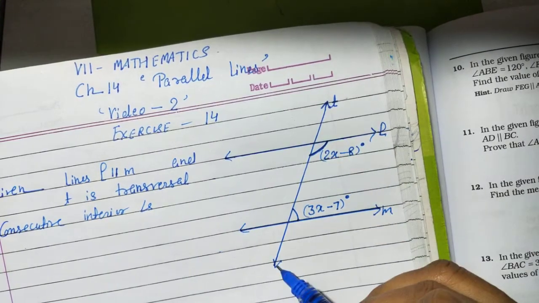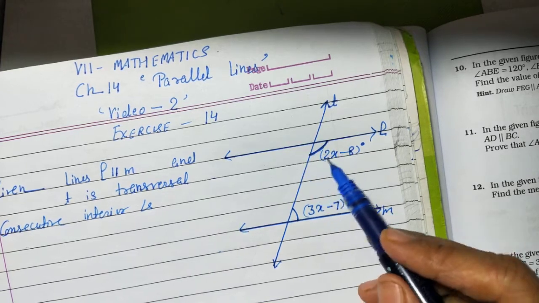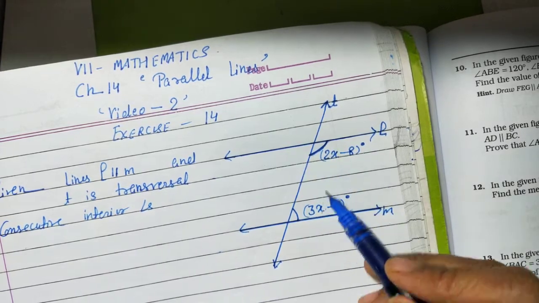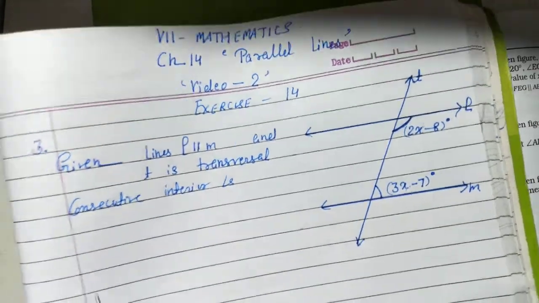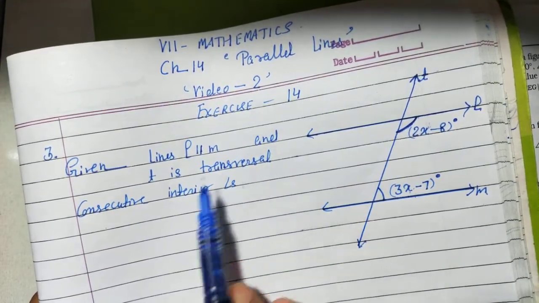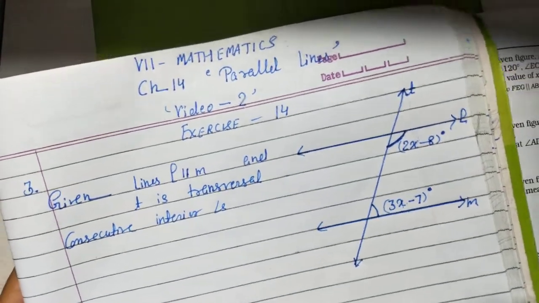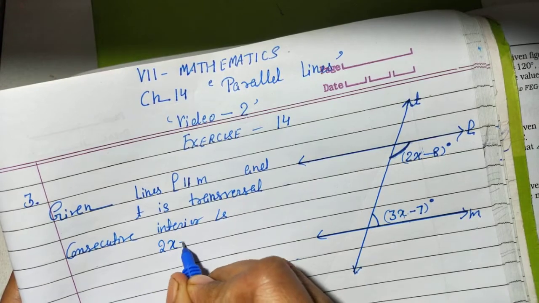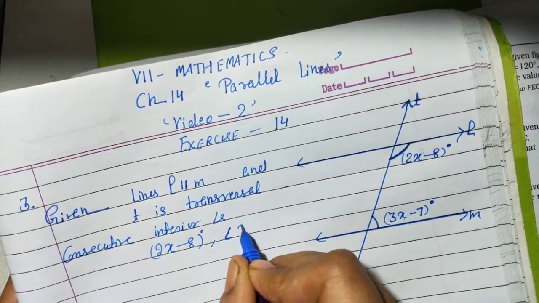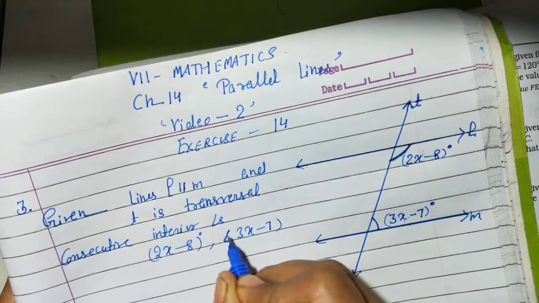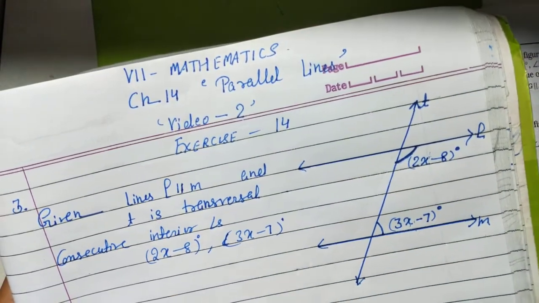This is the transversal, and the measures of two angles are given on the same side of the transversal. That means they are a pair of co-interior angles, consecutive interior angles. Given lines L is parallel to M and T is a transversal. One pair of consecutive interior angles: one is 2x minus 8 and the other one is 3x minus 7. If you want, you can label these two angles as A and B, or U and V. If you don't want, you can just do it like this.